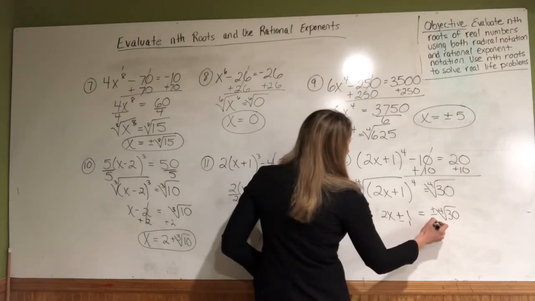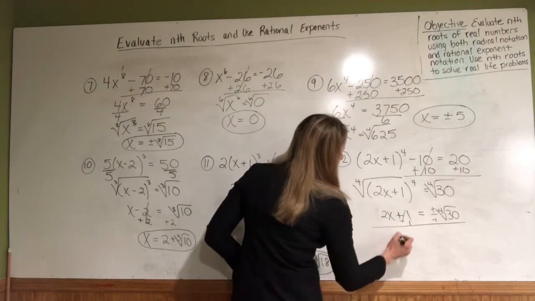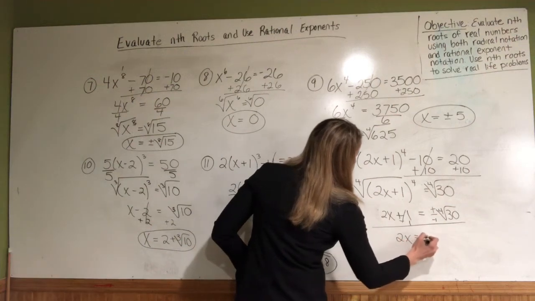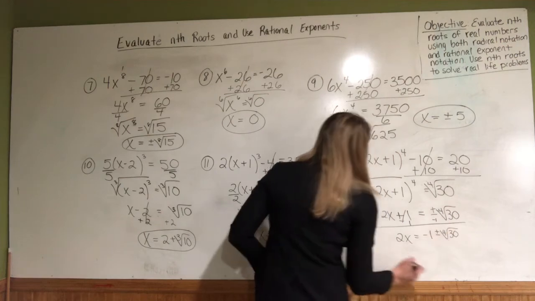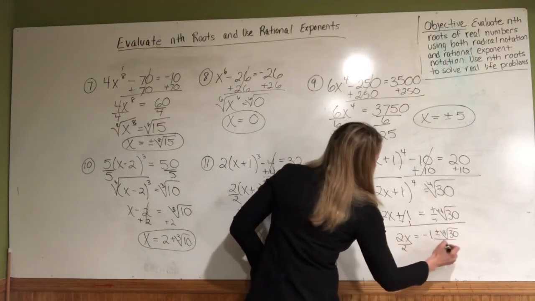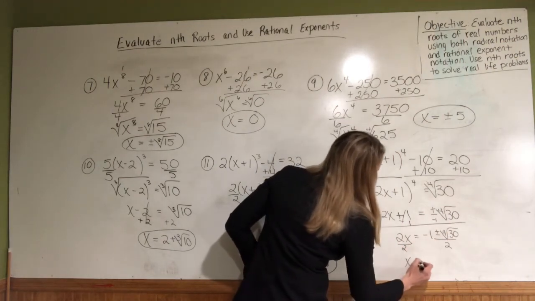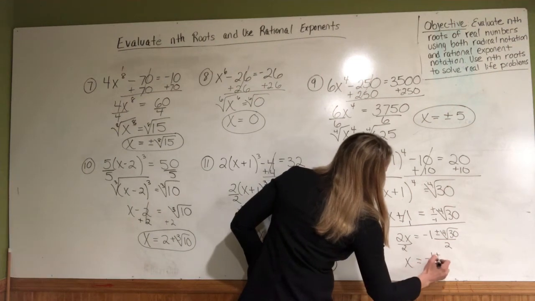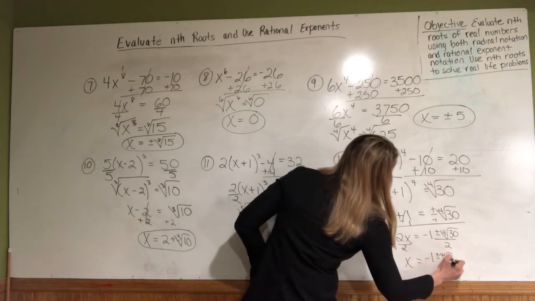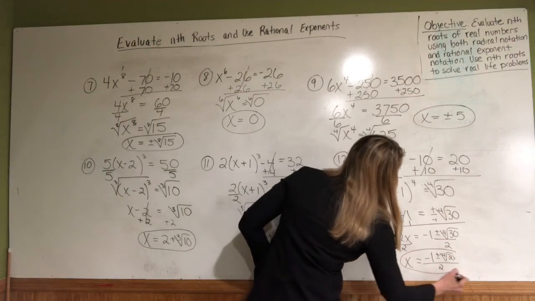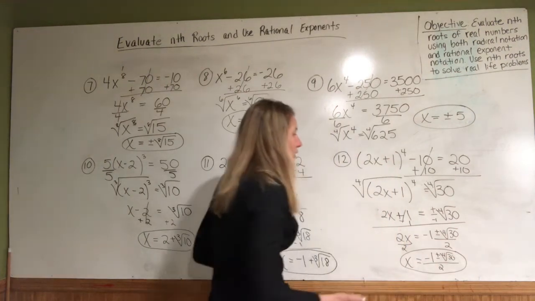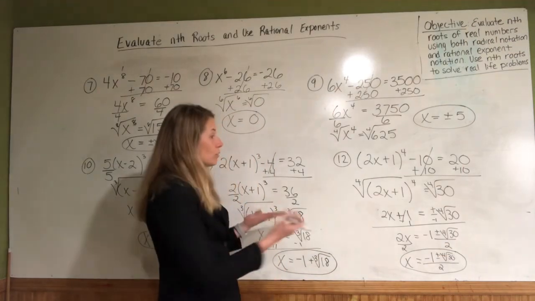So subtracting the 1, this gets a little bit trickier. 2x equals -1 plus minus the 4th root of 30. And then, of course, I'm dividing by 2. So x equals -1 plus minus the 4th root of 30, and that is all over 2. And again, you could work this out and get 2 different decimal answers if you'd like, but you can also leave it in the radical notation.